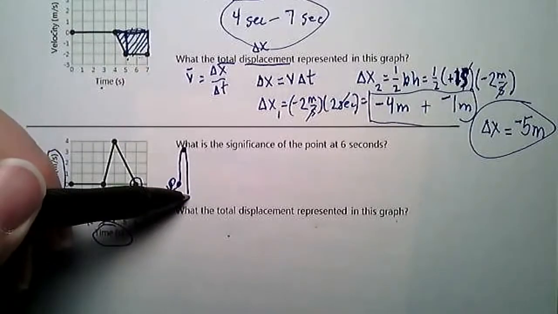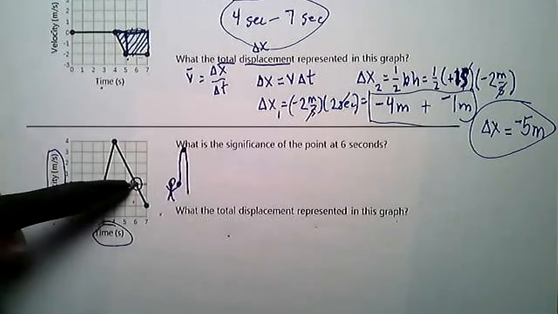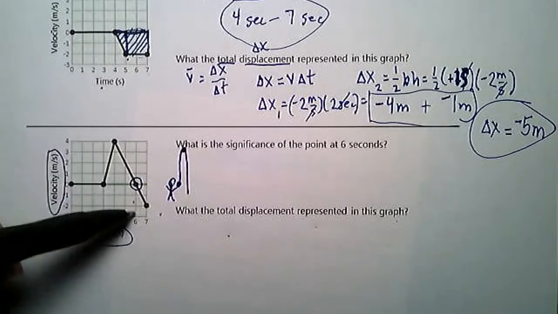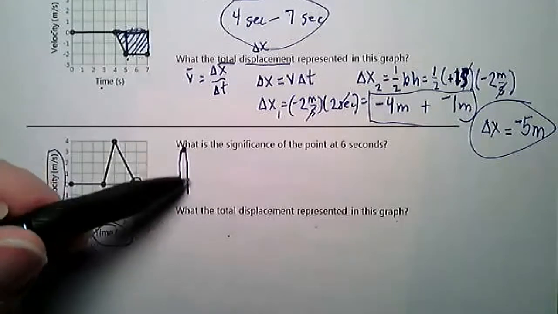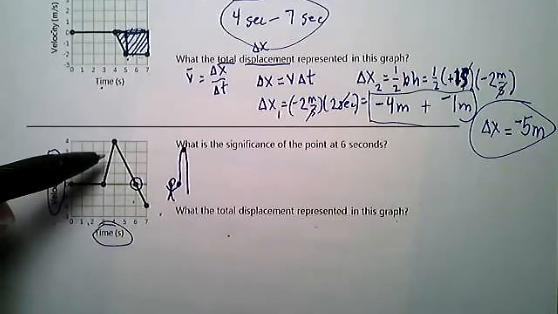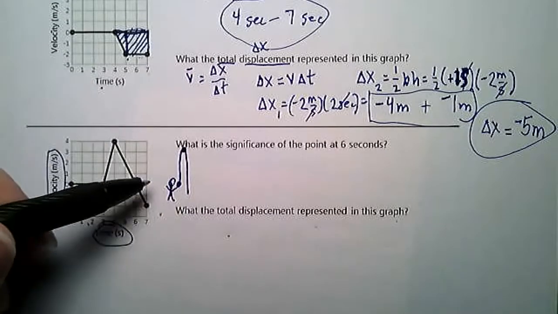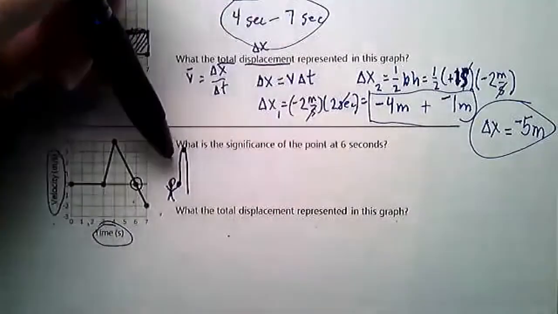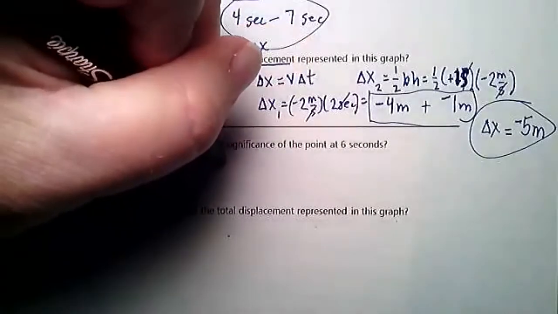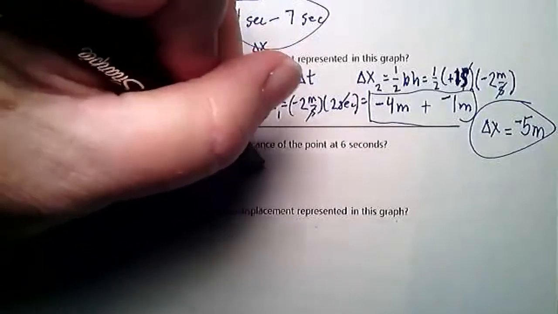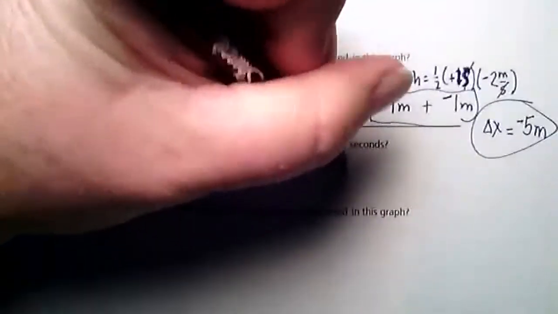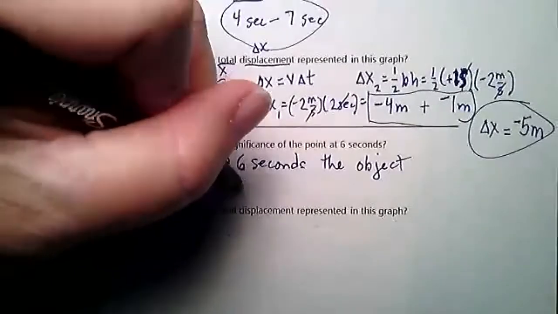It's going downward, but it's increasing. It's getting more and more and more negative, just like this is. If I had to guess, I would guess this is a graph of someone throwing something in the air, at least for this portion of it. So what I would basically say the significance of the point at 6 seconds is, I'd say at 6 seconds, the object turns around.